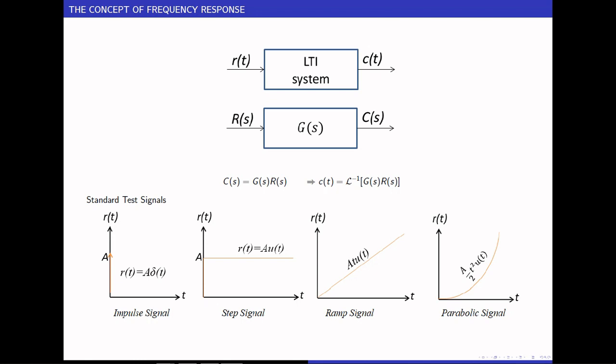Usually in time domain analysis, we do both transient analysis as well as steady state analysis. Otherwise, we say that the total response will have a transient part as well as a steady state part. So the transient response is obtained by the inverse Laplace transform of G of S R of S, whereas the steady state response is obtained by applying the final value theorem. So this is how we go in time domain analysis.